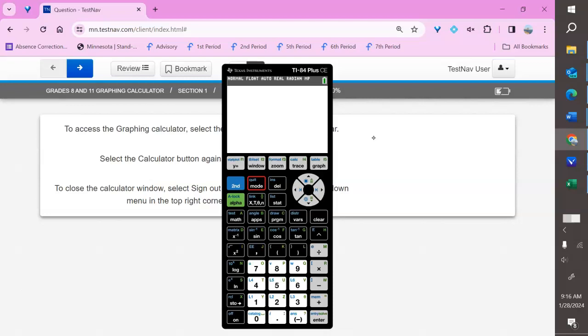If you're ever wondering, you can always do the trick of doing tangent of 45. If you are in radians, the answer will be 1.6 something. If you are in degrees, the answer will be 1. So that's a trick to check what mode you're in.